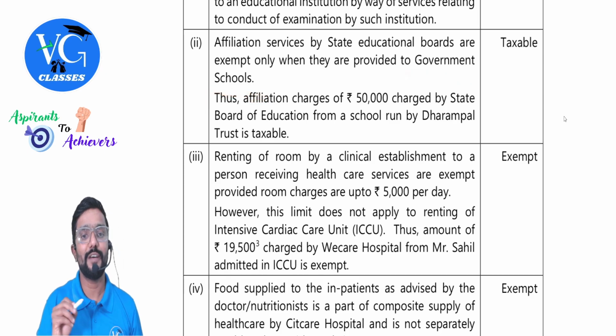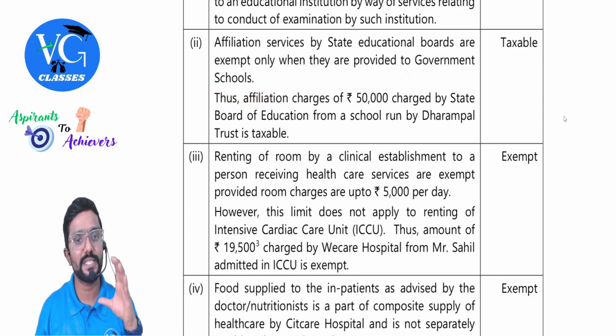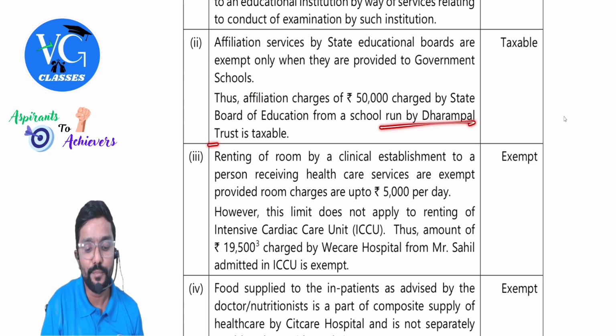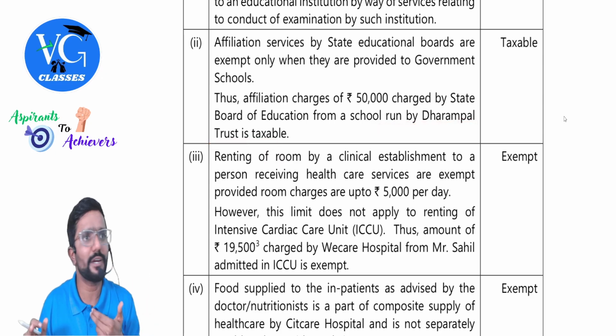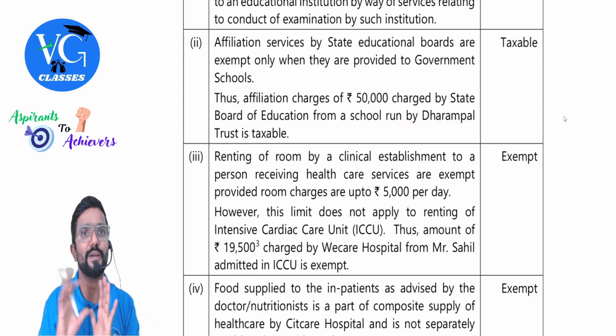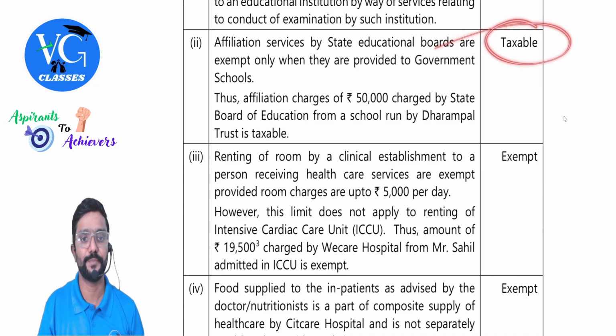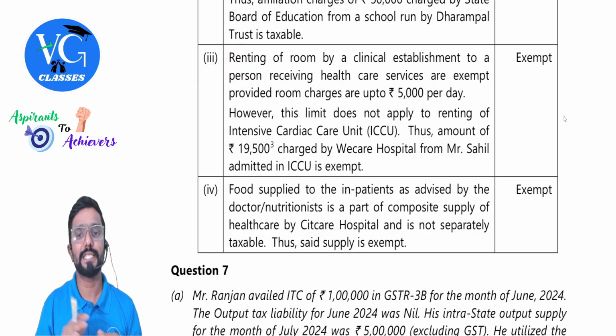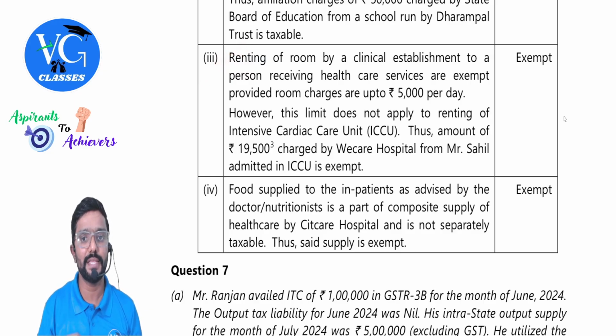Next, affiliation services by the state educational boards are exempt only when it is provided to government schools. Thus, affiliation charges of 50,000 charged by state board of education from a school run by Dampul Trust is taxable because that is not a government school. It is a trust, but not a government school. It is taxable.